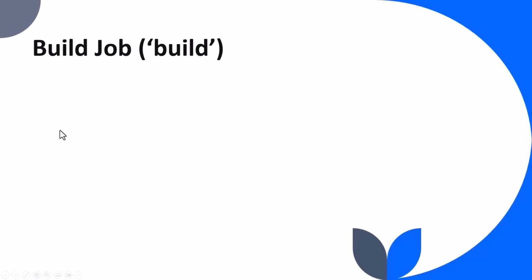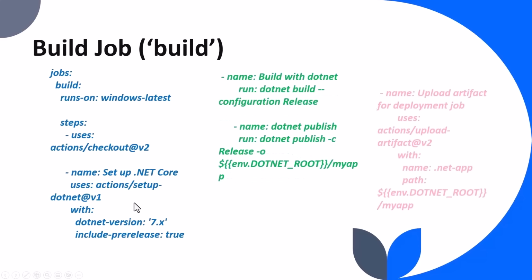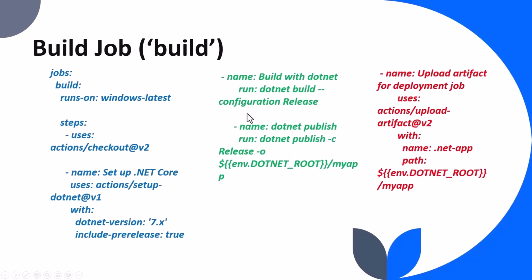The next section is the build. So build job: this uses actions/checkout at version 2. It checks out your repository to the runner. And then .NET setup. It sets up .NET Core. And then .NET build. Okay, so it builds the .NET Core app in release configuration. Configuration is release. And .NET publish.